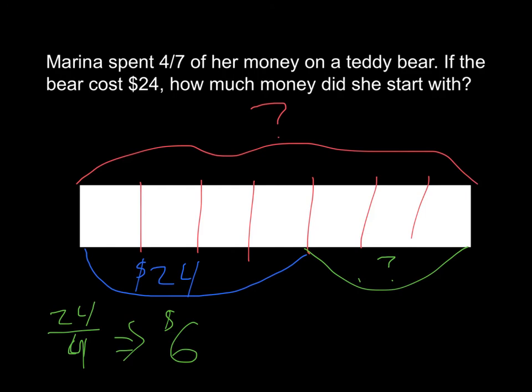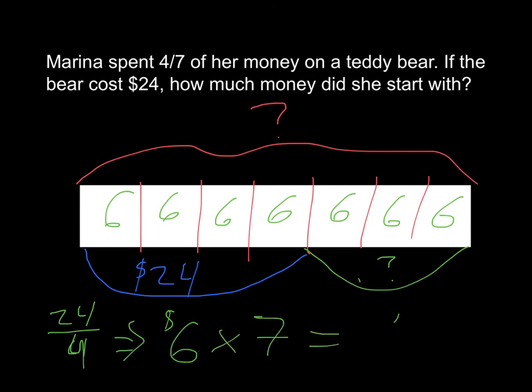And I can do this a couple of ways. I can say that I have 6 in each of these and do 6 plus 6 plus 6 plus 6 plus 6 plus 6 plus 6. Or we can do 6 times 7, which is $42.